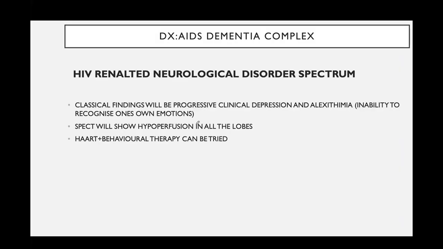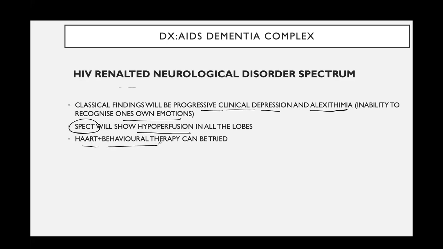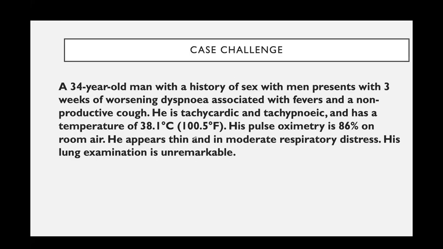Any idea? This is AIDS dementia complex. Classical finding is progressive clinical depression with alexithymia. What is alexithymia? It's inability to recognize one's own emotions. You don't know you're depressed or anxious, you're stressed. The SPECT will show hypoperfusion, like I said. See, there are places of hypoperfusion. And HAART plus behavioral therapy can be tried here.